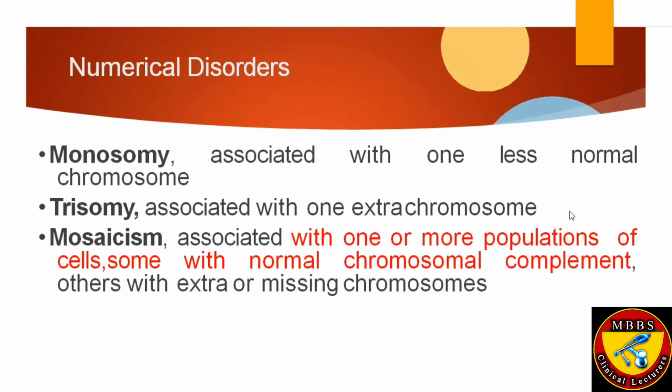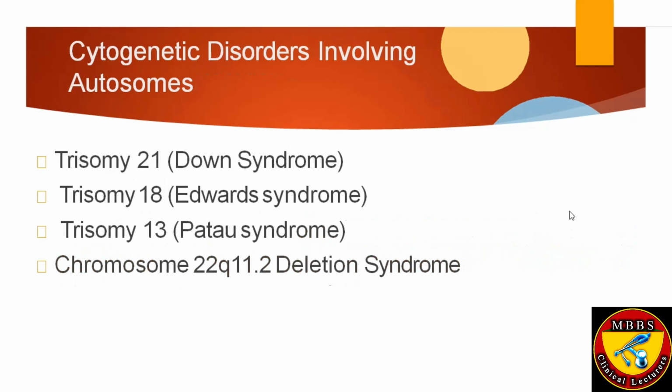These chromosomal disorders, when we're talking about them, come under numerical disorders. Monosomy is associated with one less normal chromosome. Trisomy means associated with one extra chromosome. Mosaicism is associated with one or more populations of cells, some with normal chromosome complement, and others with extra or missing chromosomes.